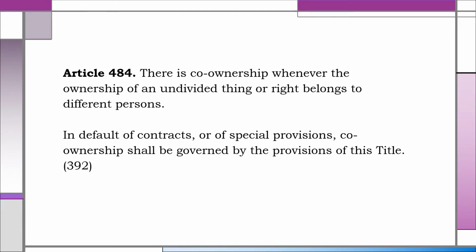Co-ownership is not encouraged since it is very unwieldy. It is easy to have disagreements between or among co-owners. The following are the sources of co-ownership. Number 1, by law. Number 2, by contract. Number 3, by chance. Number 4, by occupation. And number 5, by succession.